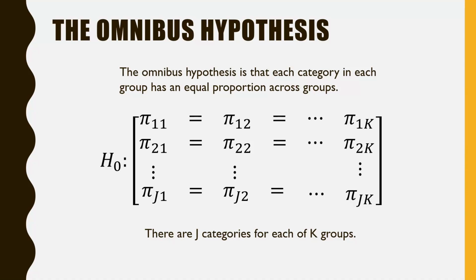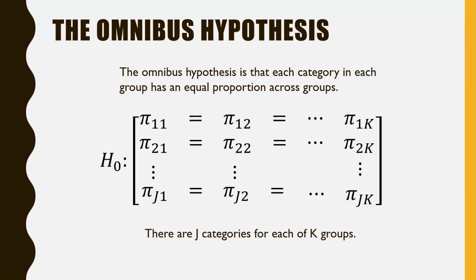And we looked descriptively, and it looked like there was a little bit of difference, but a little bit of difference in this context could be important. But now we want to see if that difference is stable enough so that we can infer it outside of our sample of data. This is the omnibus hypothesis here. The omnibus hypothesis is that each category in each group has an equal proportion across the groups.